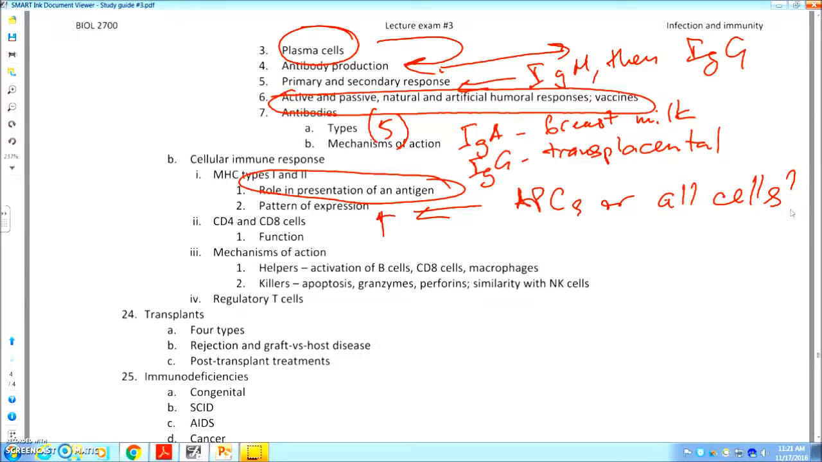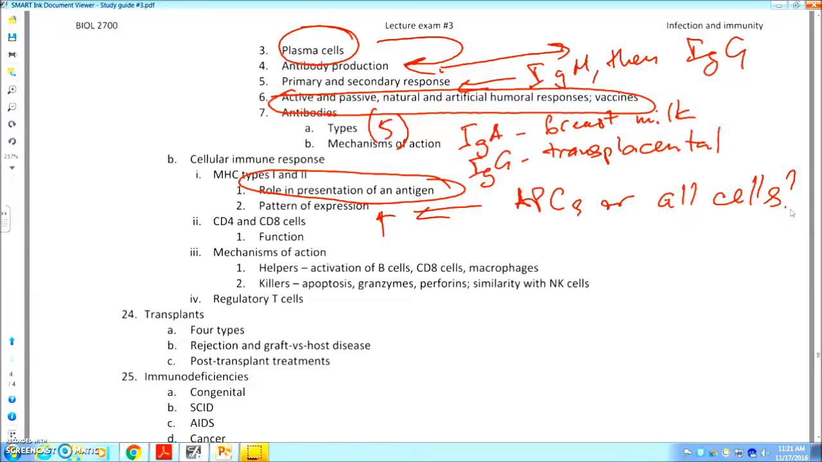Function of CD4 and CD8 cells. Understand the difference. Understand that CD4 cells technically do not interact with the infected cells or cancerous cells. They help other cells become better: macrophages, CD8 cells, B cells. That makes sense? So CD4 cells recognize MHC type 2 on macrophages and B cells.